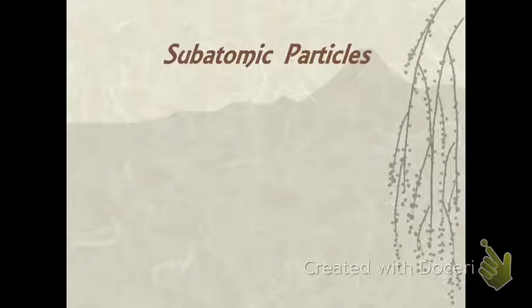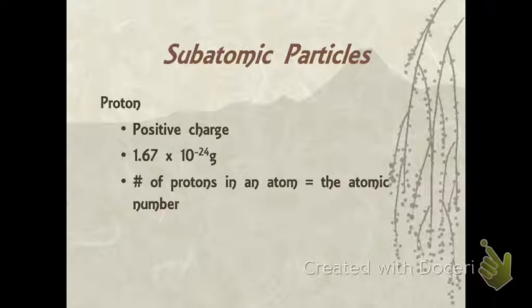So let's talk about the different subatomic particles. The first one that we're going to look at is the proton, which has a positive charge. And I also told you the mass. It's got a mass of about 1.67 times 10 to the negative 24th grams, which is really, really, really tiny. But we'll compare it to the other subatomic particles in a second.